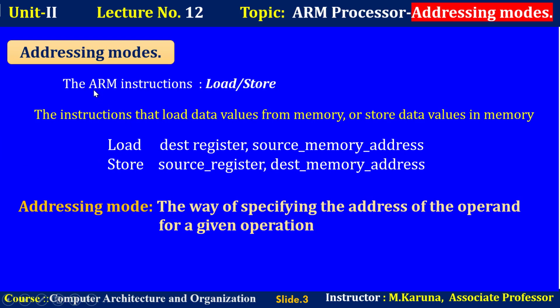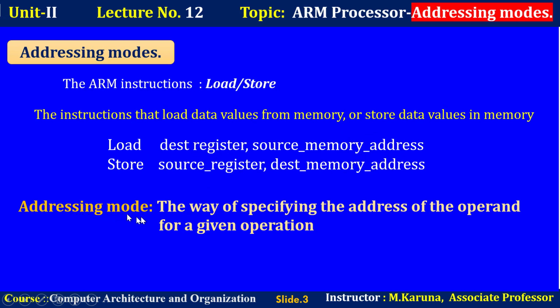These addressing modes are used to access the data present in the memory with the help of the load or store instructions in case of ARM processor. These instructions are used to load data values from memory or store data values in memory. These are the syntaxes of load and store instructions. Load destination register comma source memory address. Store source register comma destination memory address. Here, whatever the register may be, first you need to mention registers, then memory locations.